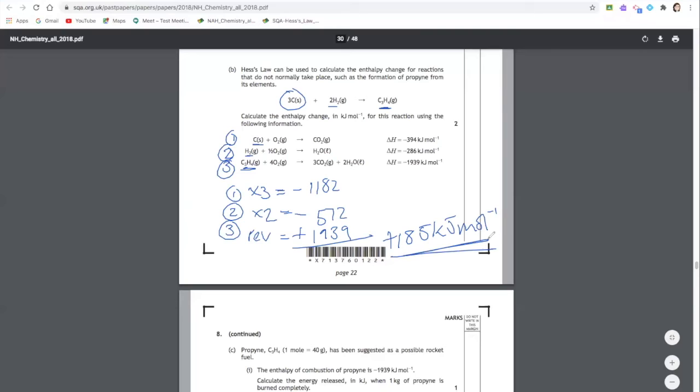Your calculator obviously won't show you the plus sign, but for enthalpy changes, if it comes out as a positive number, then try and remember to put the positive symbol in front of the number.